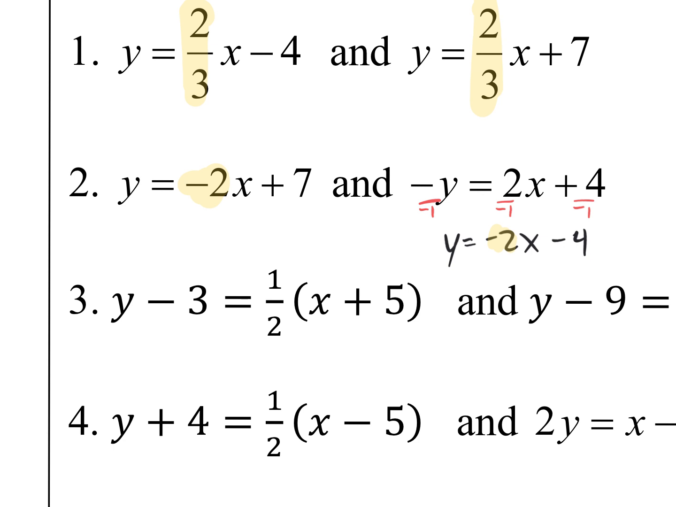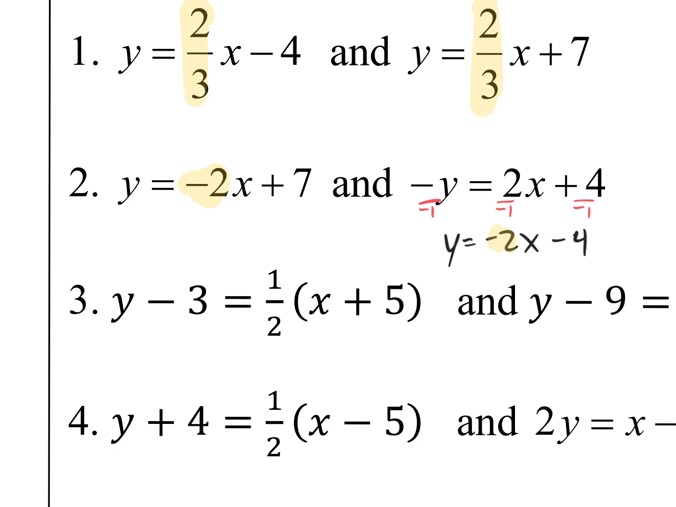Okay, you know what? Do me a favor. Turn to somebody right now and tell them parallel lines have the same m value. That's right. Okay, so parallel lines have the same m value.